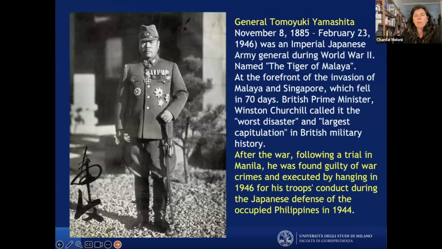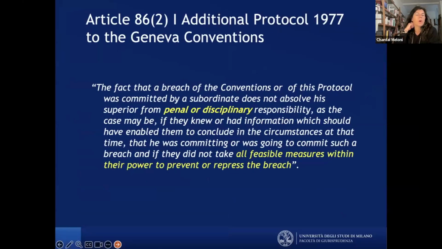This provision already contained the principle that when there is a breach of the conventions or of the protocol that is committed by a subordinate, this does not absolve the superior from penal or disciplinary responsibility if the superior knew or had information which should have enabled the superior to conclude in the circumstances at the time that the subordinate was going to commit or was committing such a breach and did not take all feasible measures to prevent or repress the breach.